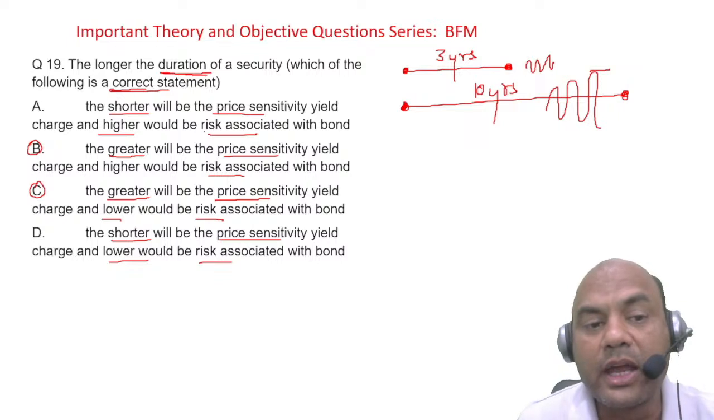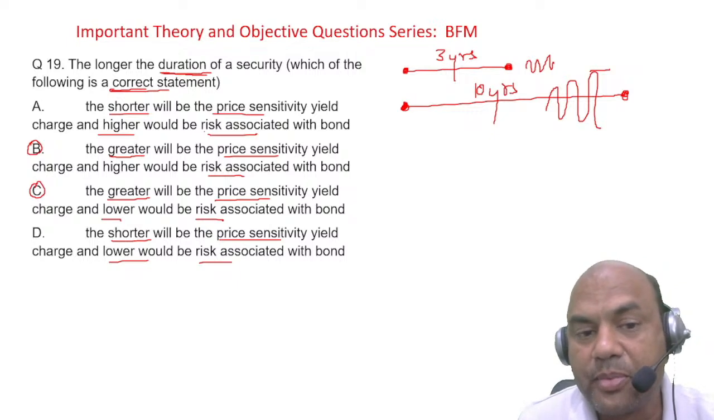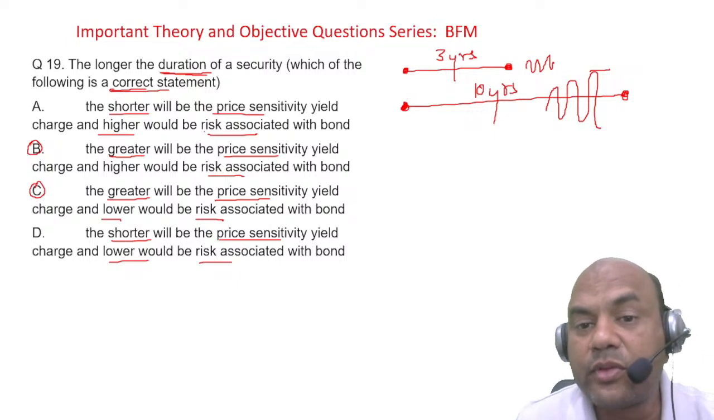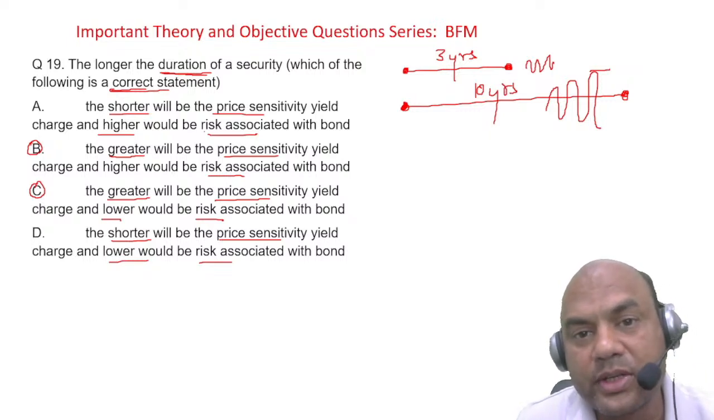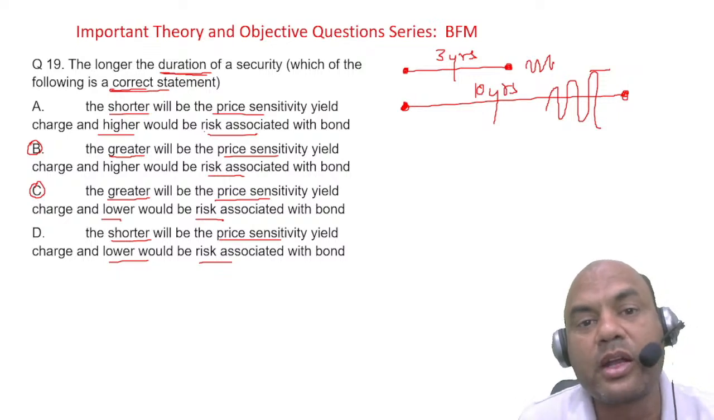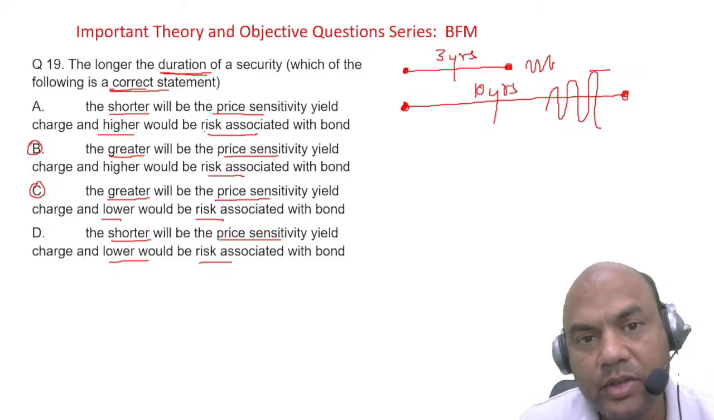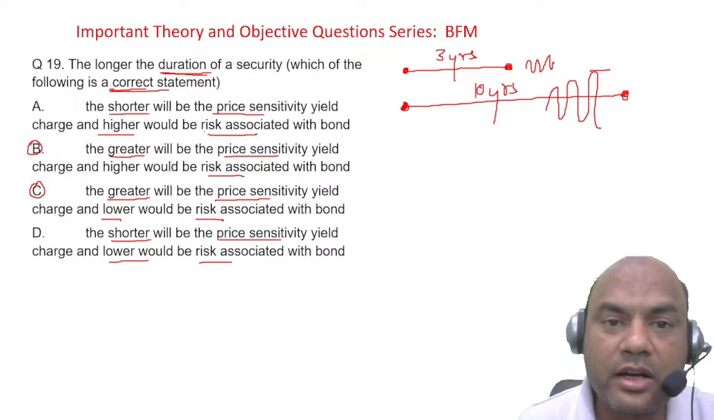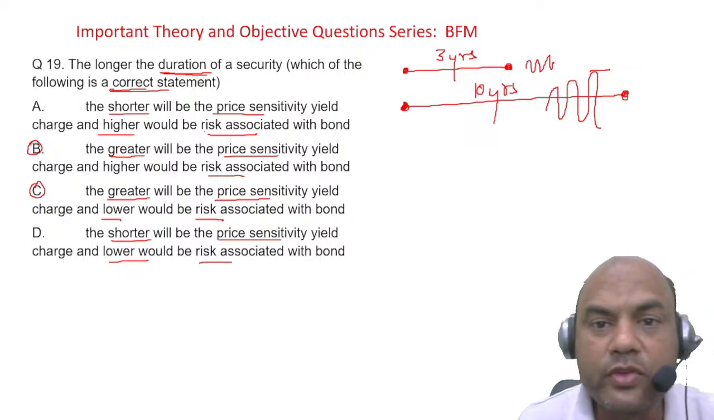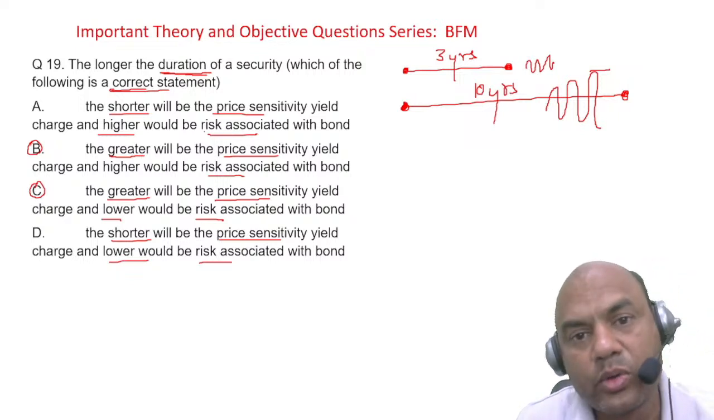Now higher would be the risk associated with the bond, and lower would be the risk associated with the bond. If a bond is of longer duration or if the bond is of shorter duration, who will have the higher risk? If I ask you to invest in something which will give you returns in 2 years, and then I ask you to invest in something which will give you returns in 20 years, which one will you prefer? 2 years or 20 years?